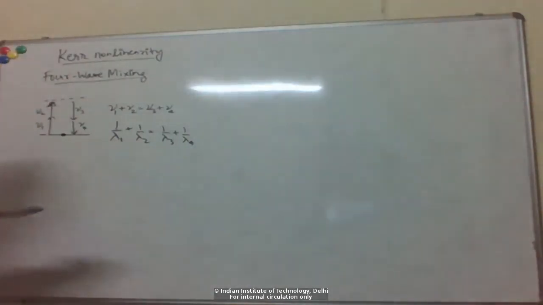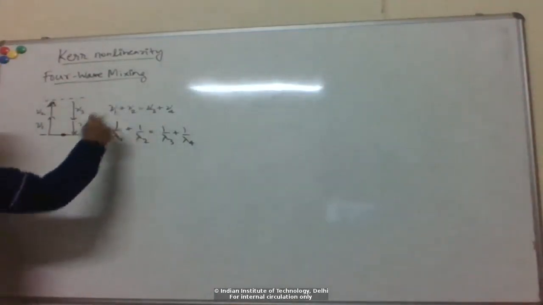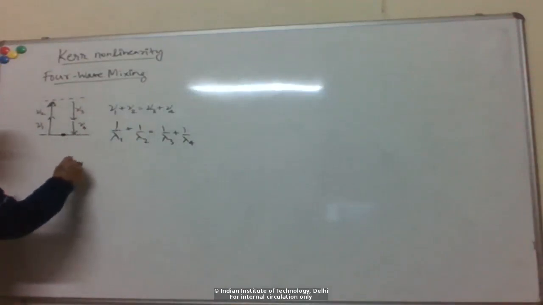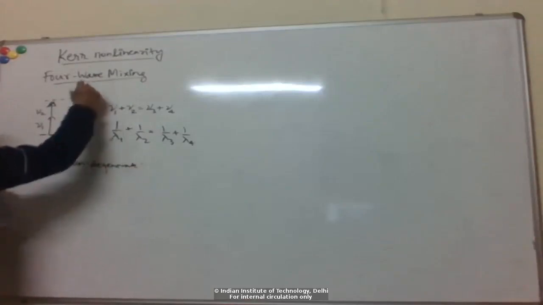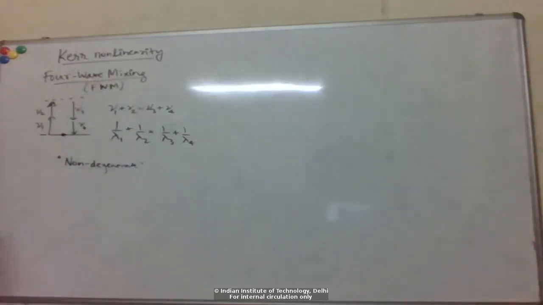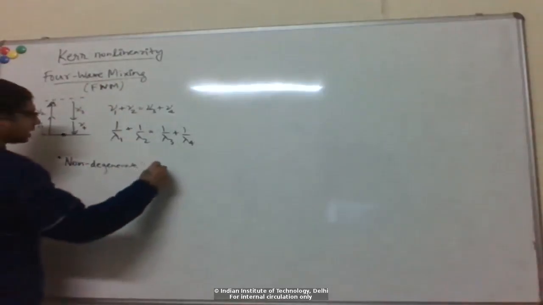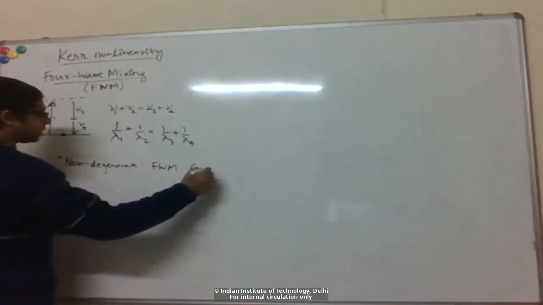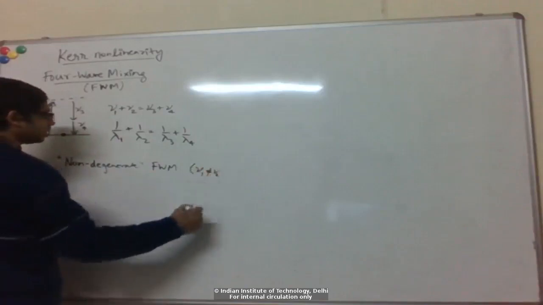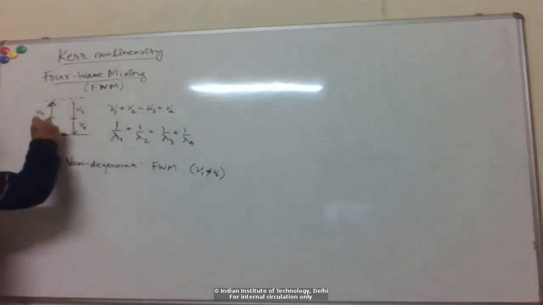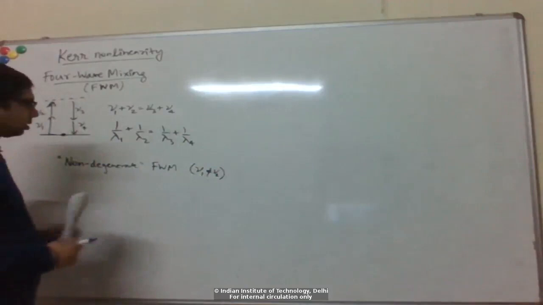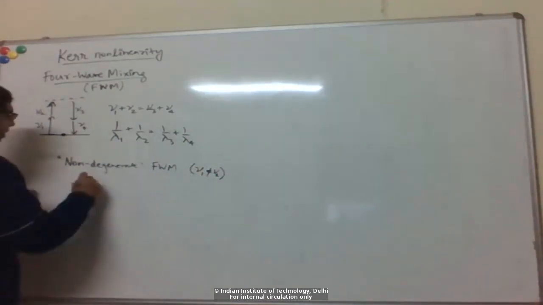Okay. So if all these four different frequencies are different, it's called non-degenerate. Four-wave mixing is shortened to FWM. It's known as non-degenerate four-wave mixing if all these frequencies are different. Specifically, if these two input frequencies are not equal, are different, then it's called non-degenerate. And if they are equal, then it's called degenerate.